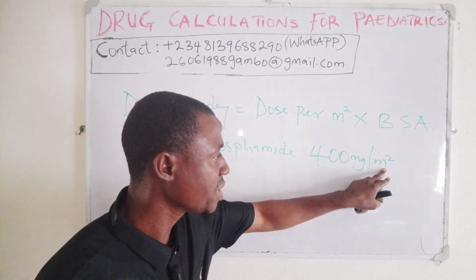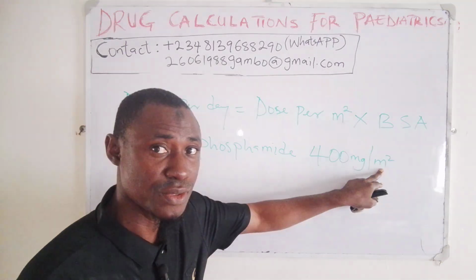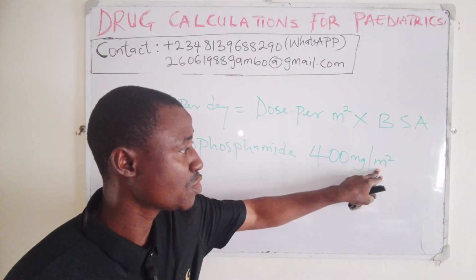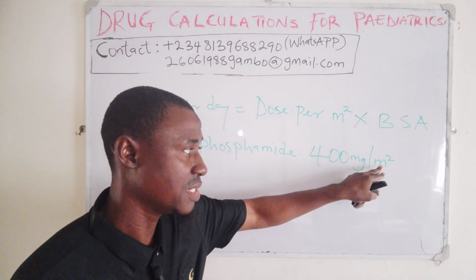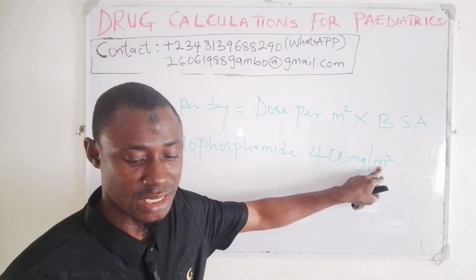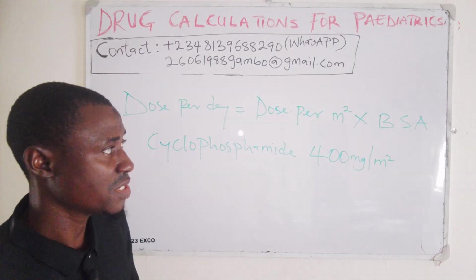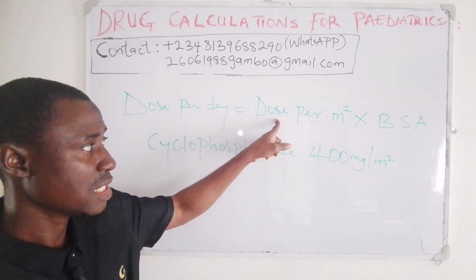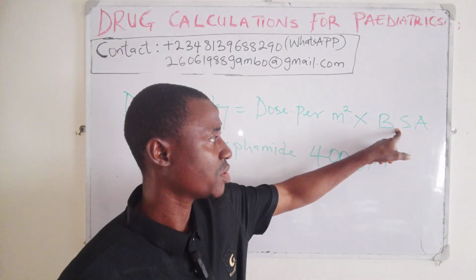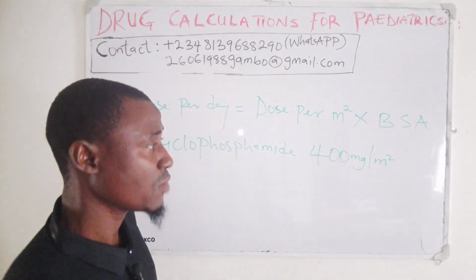Now, seeing meter square as against the kilogram that we are used to tells you that this drug is going to be administered using the body surface area of the child. This is very important. So before I apply this formula, I will first need to calculate the body surface area. Now, how do I go about it?